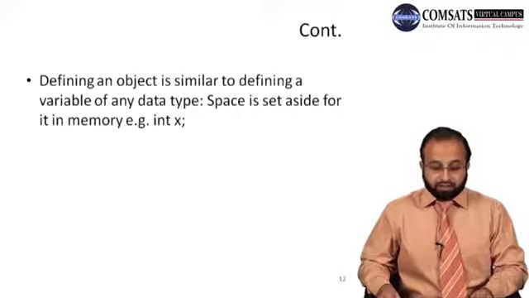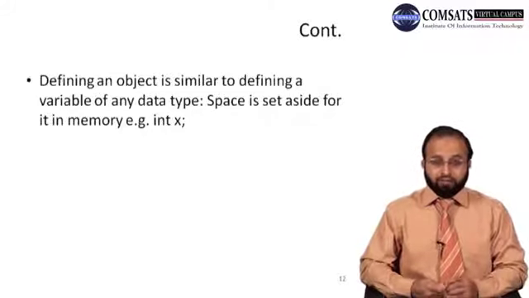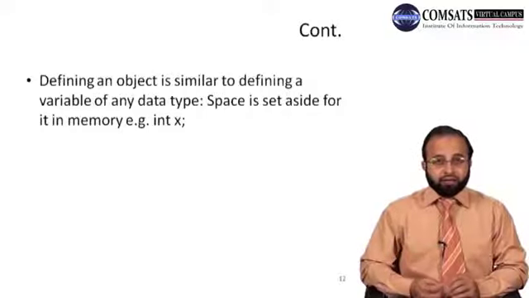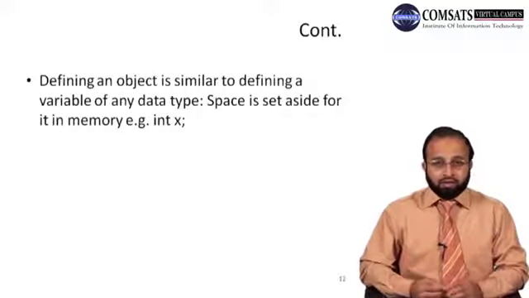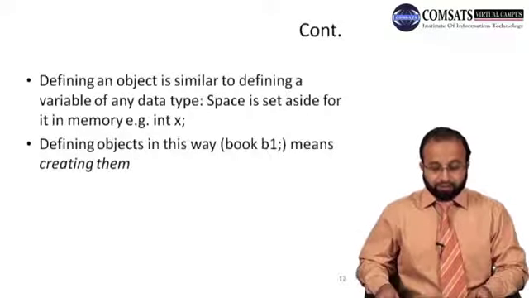So defining an object is similar to defining a variable of any data type. A space is set aside for it in memory. For example, if you declare int x semicolon, this means that 4 bytes of memory will be allocated for the variable x. Same is the case if you create an object of a class like book b1 semicolon, then memory is allocated for the b1 object, right? So defining an object in this way, that is book b1 semicolon, means creating it.